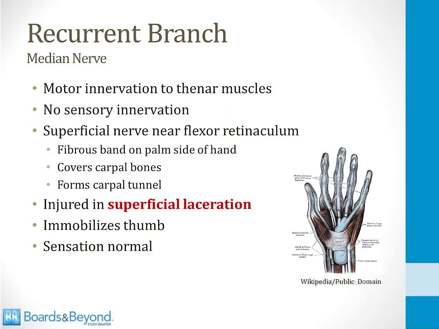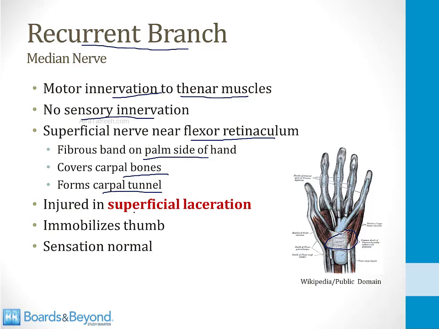The median nerve gives off a branch in the hand called the recurrent branch of the median nerve. This provides motor innervation to the thenar muscles, those muscles that move the thumb, but it provides no sensory innervation to the hand. This is a very superficial branch of the median nerve. It's near the flexor retinaculum, which is this structure right here. It's a fibrous band on the palm side of the hand that covers the carpal bones and forms the carpal tunnel, which we'll talk about in a minute.